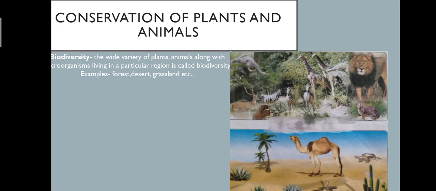Here you can see the pictures also. The picture given is of biodiversity in a forest. Then in the next picture, biodiversity in desert. So this is biodiversity, where a wide variety of plants, animals and microorganisms live in a particular region. That is called biodiversity.